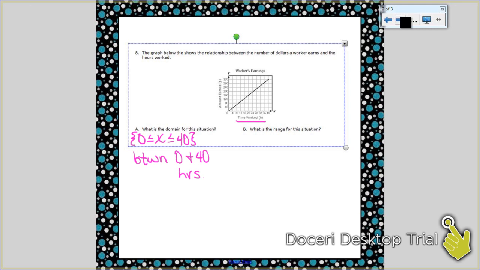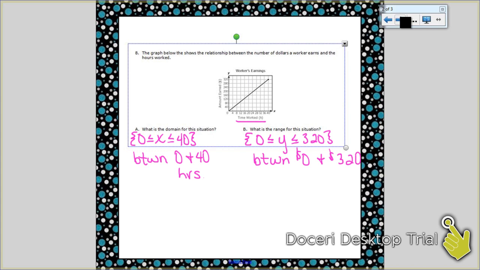Now the range for this situation, remember, is the bottom of the graph to the top. So the bottom of the graph is at 0, and the top of the graph is way up here, it looks like at 320. And if I look at the way my graph is labeled, that y-axis is the amount of money earned. So what this range tells me is that they earned between $0 and $320. So the maximum amount they could earn for working those 40 hours was $320. From that, we could probably figure out how much they get paid per hour. But that's really what it's telling us, is that they made anywhere between 0 and $320.